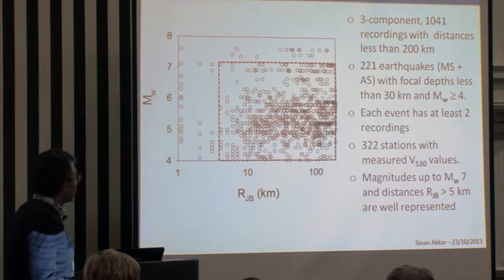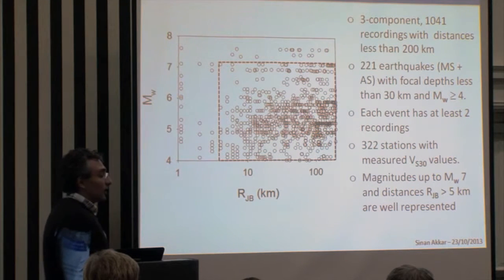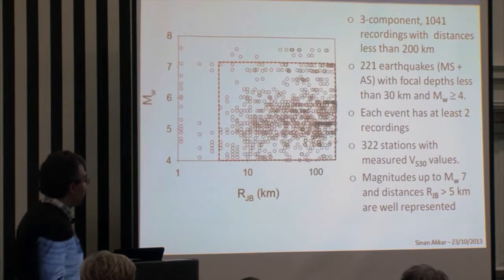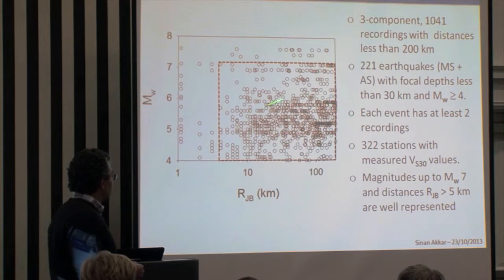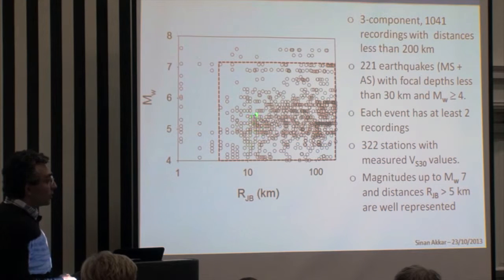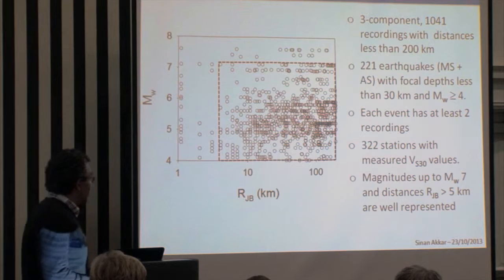Okay, so this is the ground motion database we used. Essentially, all the recordings have 3 components. As I told you, we're using data a little bit over 1,000, and we're not making any difference between main shock and aftershock recordings. The focal depth of the entire database is less than 30 kilometers. And all the recordings have measured VS30 values. There is no inferred VS30 value.